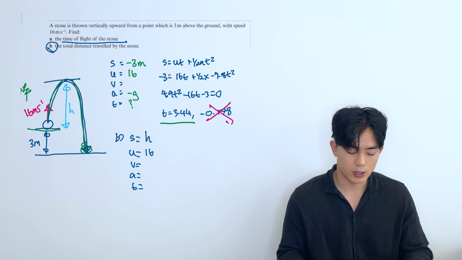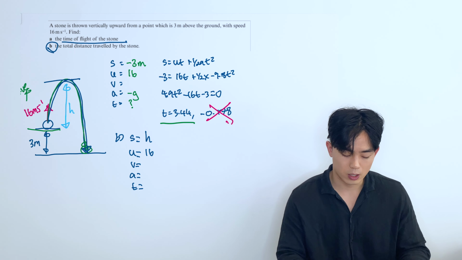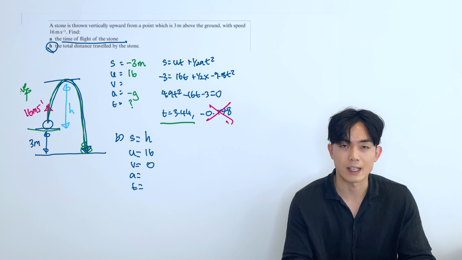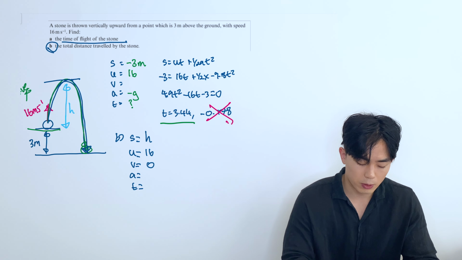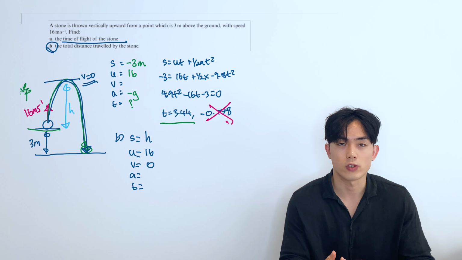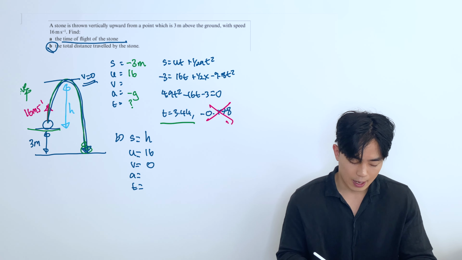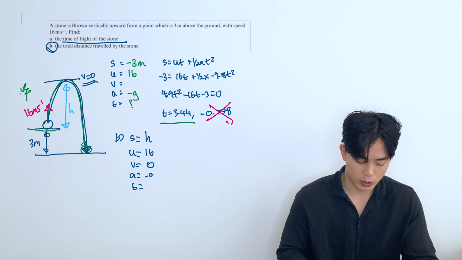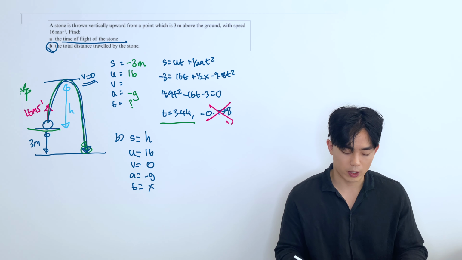At this highest point, the final velocity has to be equal to 0, right? If it's not 0, that means it's still traveling up or down, i.e. it's no longer the highest point. So what you have to remember is at highest points, the final velocity is always going to be 0. Acceleration, going upwards, it's going to be negative g, and we don't care about the time, we're just trying to find this h value.